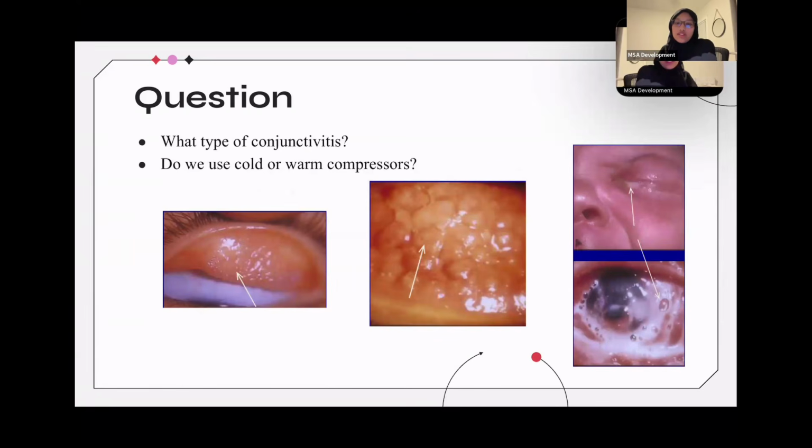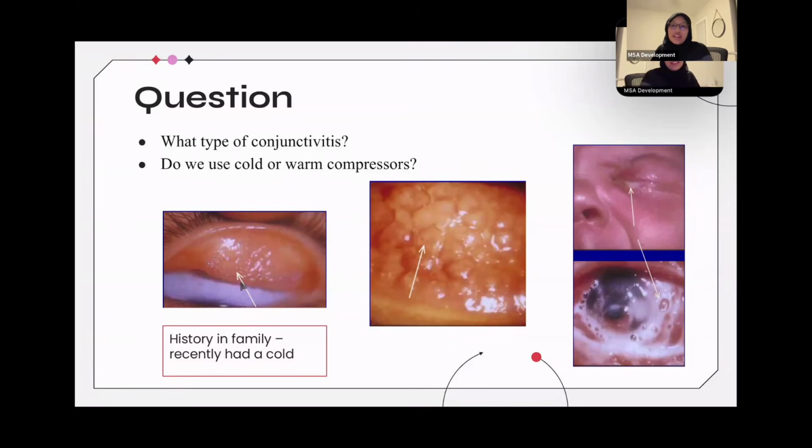What is the type of conjunctivitis in all of these? Purulent, what is that? Bacterial. Very big, giant papillae bumps is allergic because of the itching. The follicles, something that's mild red with tiny bumps, is viral infection. The viral one will have a history of family, someone in the family recently had a cold, like a sibling or a child. That will cause viral conjunctivitis.